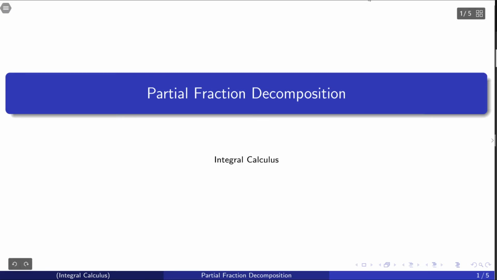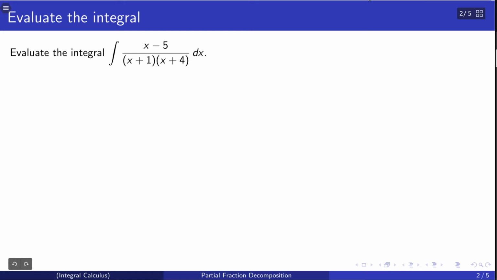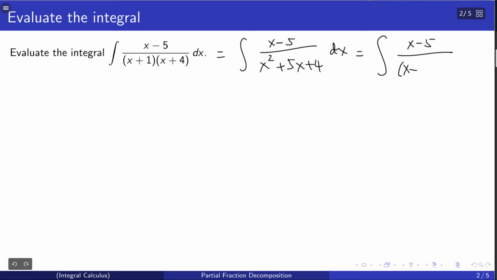Okay, so in this section, we're concerned with taking the integrals of rational functions. And I'll start with an example here. The integral of (x − 5) divided by (x + 1)(x + 4). Now, one way to do this is to multiply out the denominator to x² + 5x + 4, and then completing the square, this becomes (x + 5/2)² minus 25/4 plus 4, so that's minus 9/4, dx.